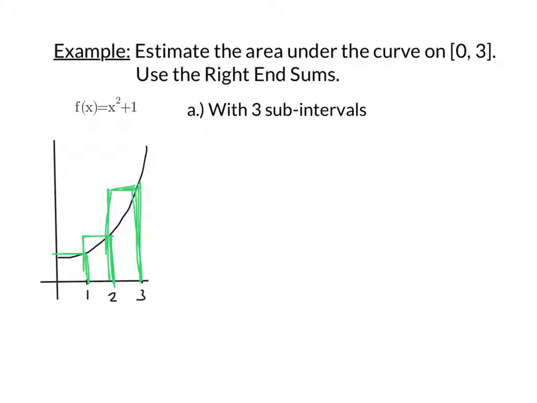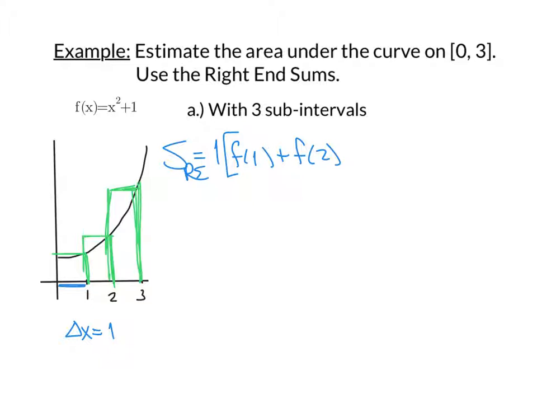Now find the area of all those rectangles. Recognize that the base of each rectangle, delta x, is still 1. So the sum of all the right ends is going to be 1 times f of, well, on my first interval I'm going from 0 to 1. The right side is 1. That's where I'm going to start.